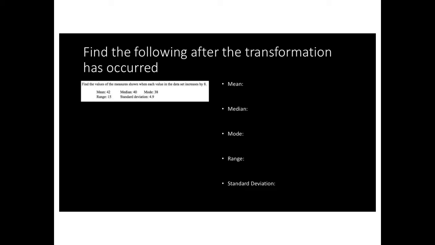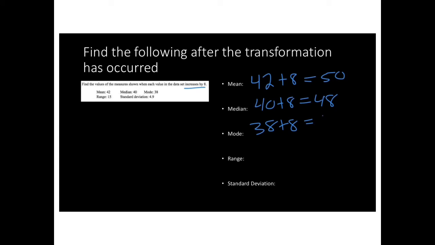We know again that things are going to be increasing by 8. So when they increase by 8, certain things are going to change. For example, the mean is going to change by exactly that. 42 plus 8 gives us 50. The median is also going to be changing by exactly 8. We get 48.